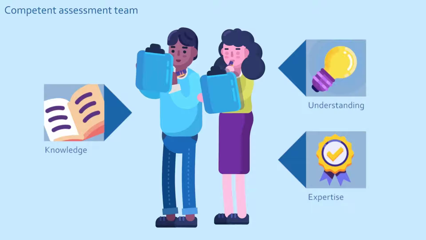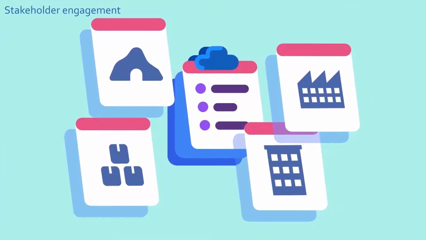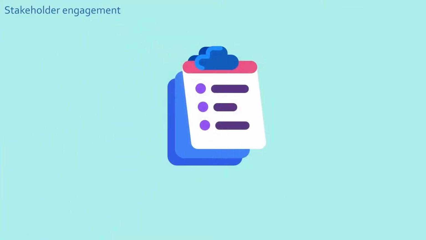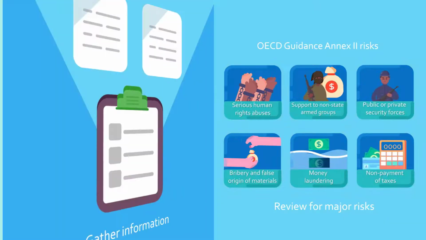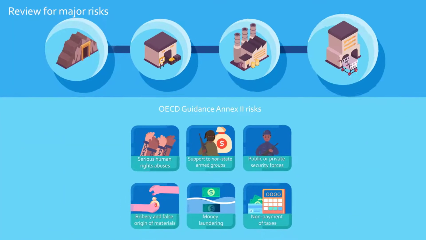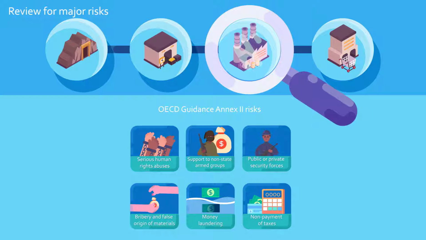As part of the on-the-ground assessment, make a plan for stakeholder engagement. Gather perspectives from different stakeholders and sources. Assess for all the risks in Annex II, even if your initial assessment didn't find those risks. Then systematically review the information to determine whether there actually are major risks in your supply chain.